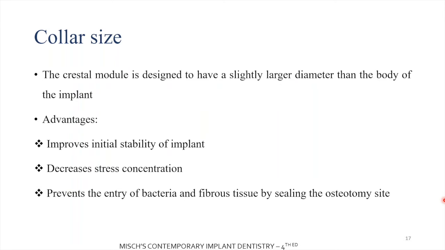Collar size. The crestal module is designed to have a slightly larger diameter than that of the body of the implant. The advantage of this is that it improves the initial stability of the implant, decreases the stress concentration, and prevents the entry of bacteria and fibrous tissue by sealing the site of osteotomy.